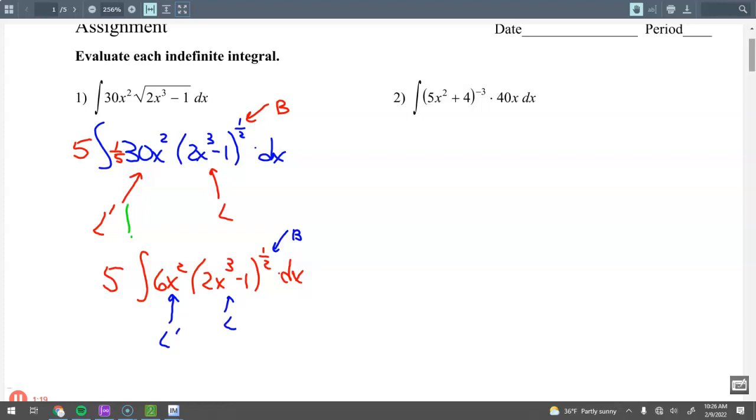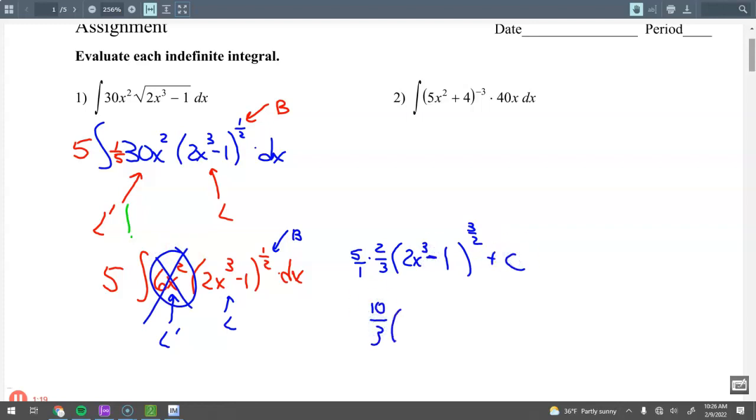So I integrate the big guy, so I add 1 to the power, multiply by the reciprocal, I leave the little guy alone. This 5 has to come with it. And then what happens to the little guy prime? It's gone. And then don't forget to put your plus C. So you're basically done. So now it's just 10 thirds.